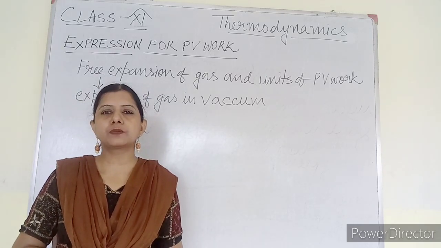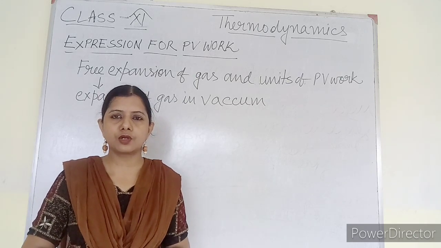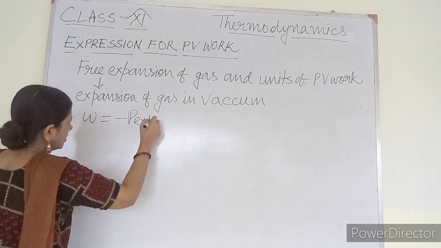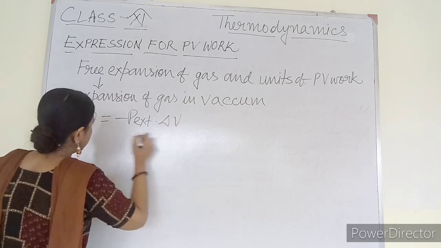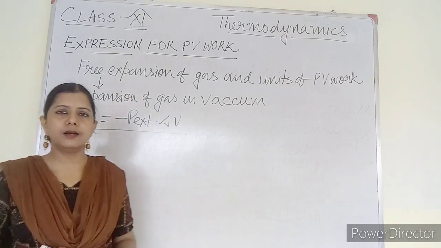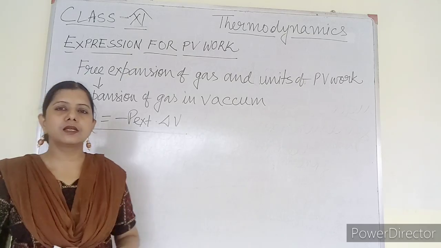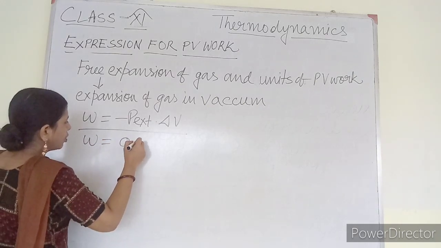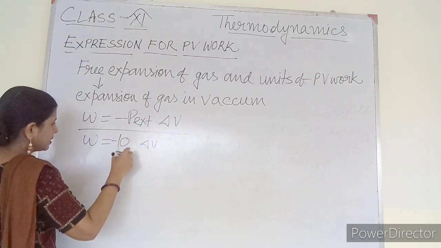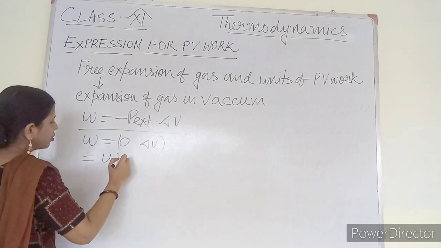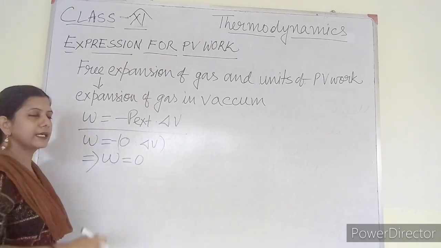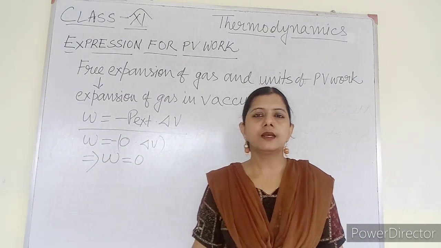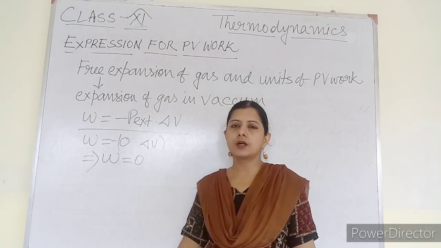So what was my expression for work done in case of expansion of gas? The work done was minus P external into delta V. This was the equation for work done. Now P external is 0 in case of free expansion. So what I will write, W equal to minus of 0 into delta V. So W equal to 0. So you have to remember that in case of free expansion no work is done. In case of free expansion W equal to 0.